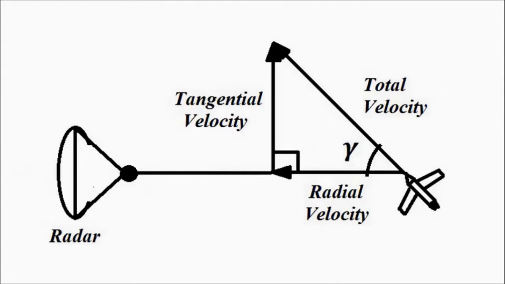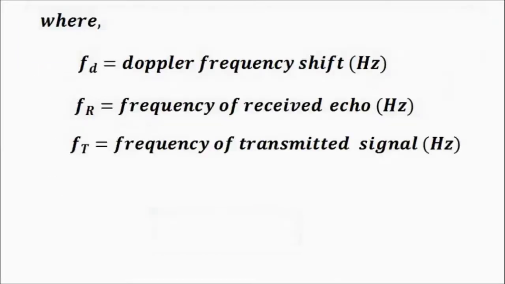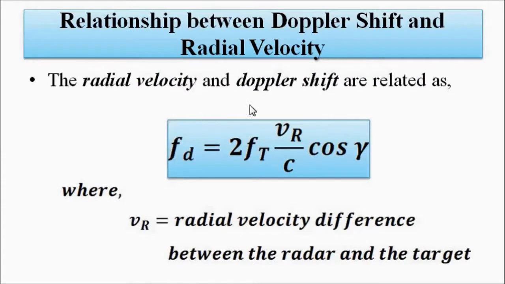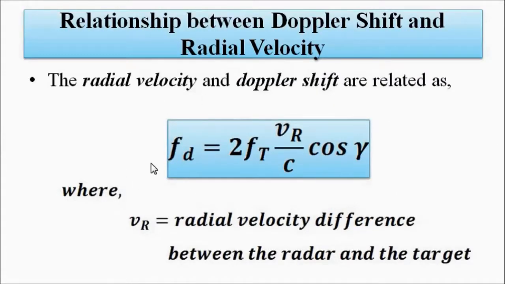This radial velocity is related to the frequency shift, or the difference in frequency, between the transmitted signal from the radar and the received echo signal. That frequency shift is given by Fd is equal to Fr minus Ft, where Fd is the Doppler frequency shift, Fr is the frequency of the received echo signal, and Ft is the frequency of the transmitted signal, all in hertz. The radial velocity, the horizontal component of velocity, is related to the Doppler shift as per this mathematical formula.